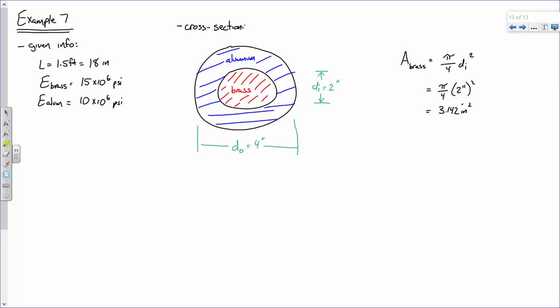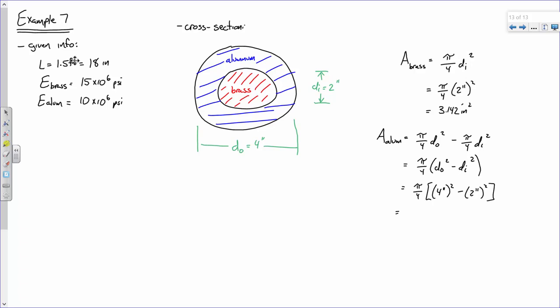Go ahead. There you go. The area of the big circle minus the area of the little circle, because all I care about is the area of the pipe. So what you can say is this. You can do that two ways. You can say the area of the aluminum is pi over 4 d outer squared minus pi over 4 d inner squared, or factor it and just say pi over 4 times d outer squared minus d inner squared. Is everybody okay with that? Okay, all right. So pi over 4, then we have 4 inches squared minus 2 inches squared. So what does that come out to be?